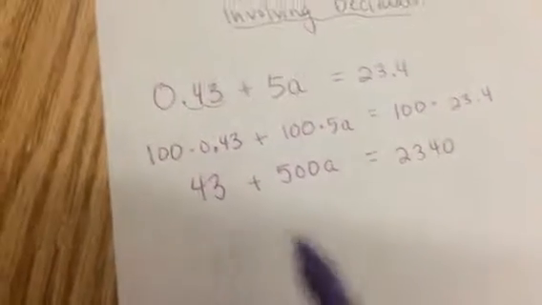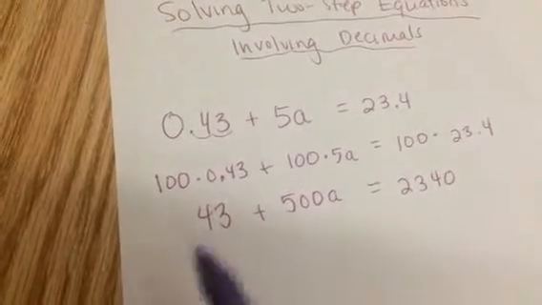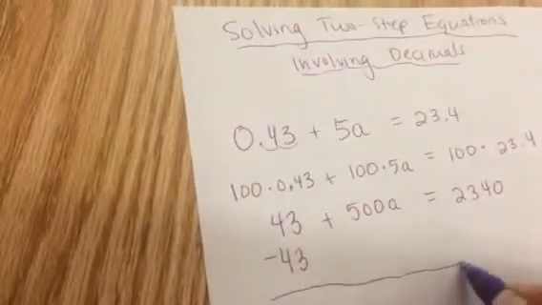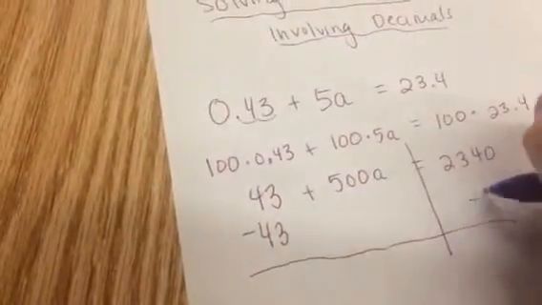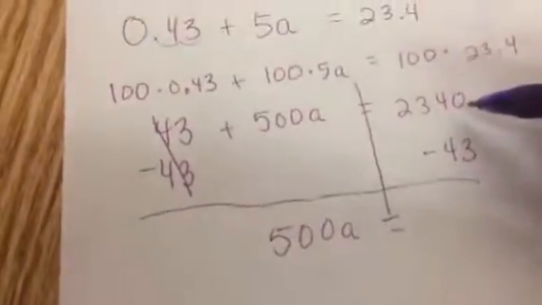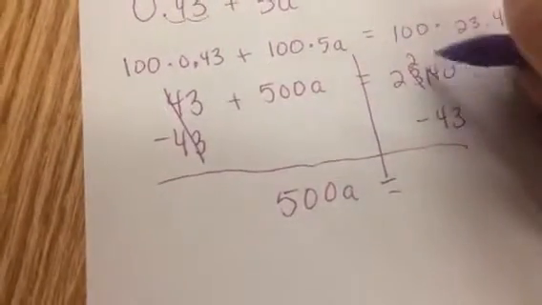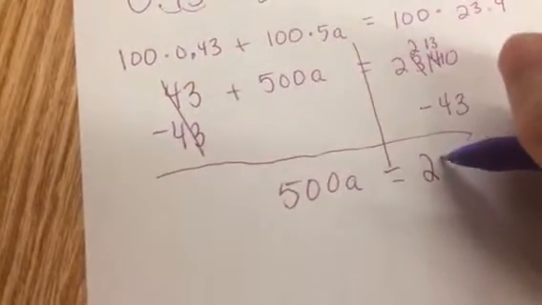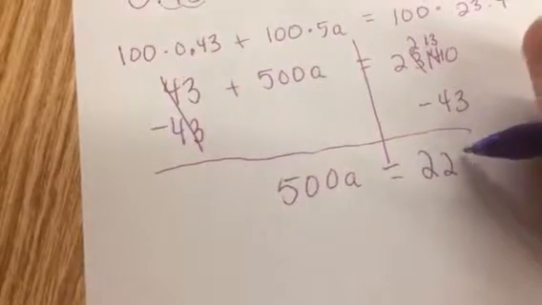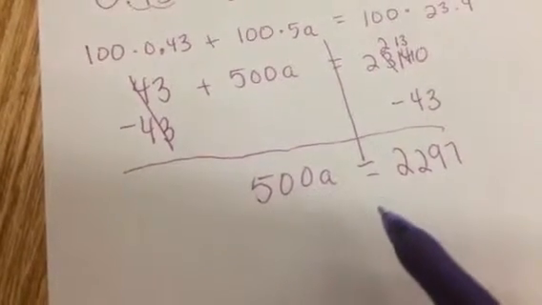So to solve this, the first step, we know we have to isolate the variable, get the variable by itself. Since the 500 is with the variable, we want to get rid of this 43 first. It's a positive 43, so to get rid of it, we're going to subtract 43 from both sides. Over here, this cancels out, and I'm left with 500a equals, now let me do this subtraction here. We have to borrow all the way over here. So I'm left with 2,297. Okay, so I have 500a equals 2,297.